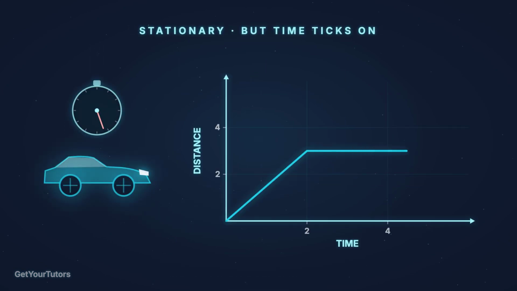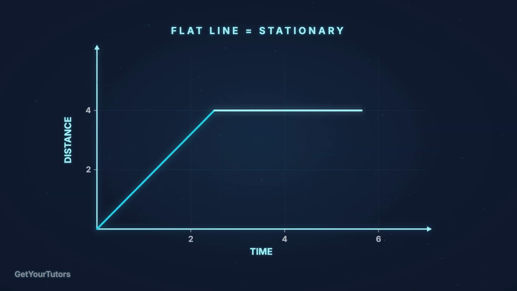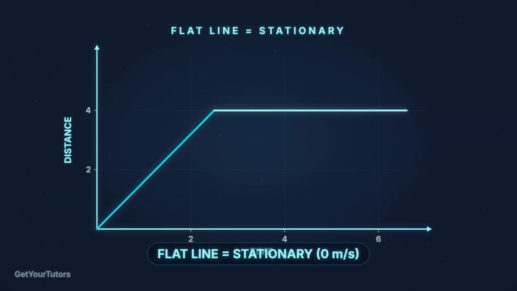Next, our hypercar hits the pit box. The tires stop rolling. The vehicle is completely stationary, but the timing clock never stops ticking. Because the distance is no longer increasing, the graph flatlines. A totally flat horizontal line is the universal physics symbol for a stationary object.